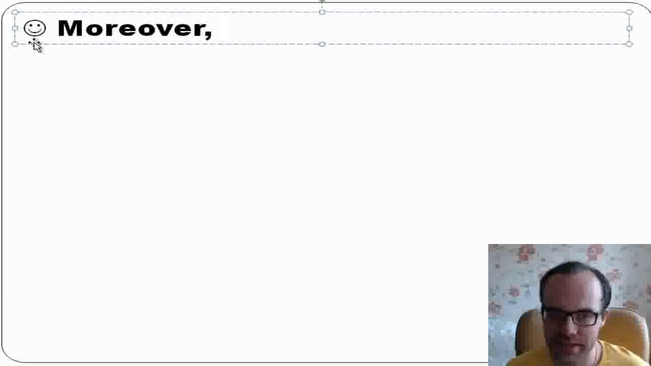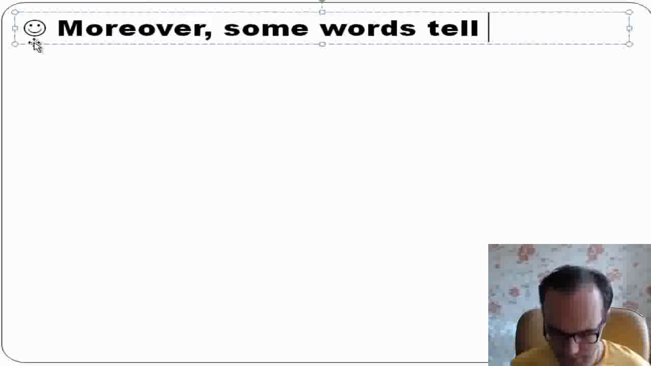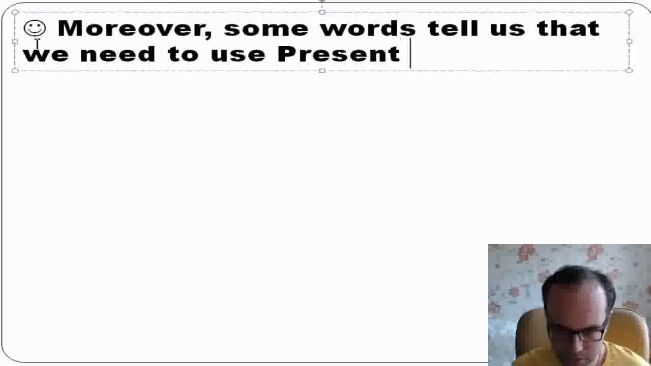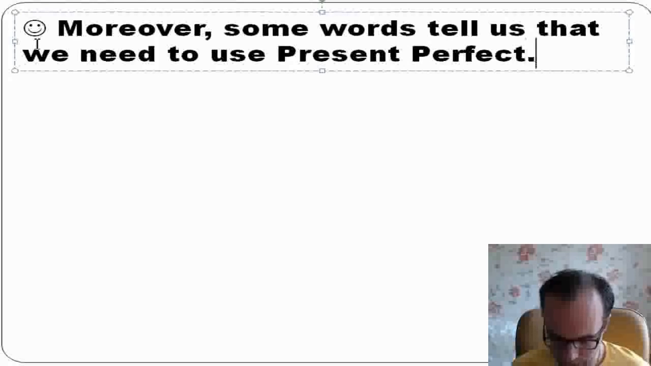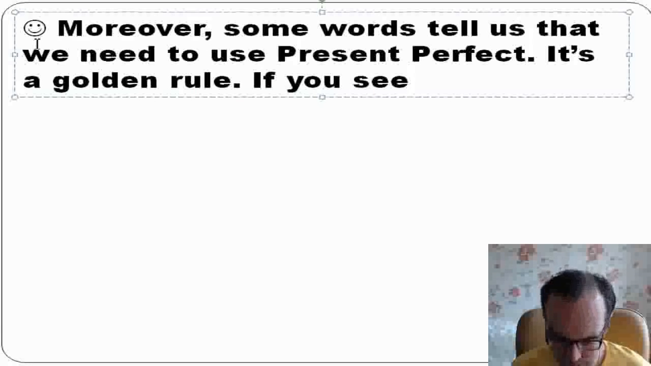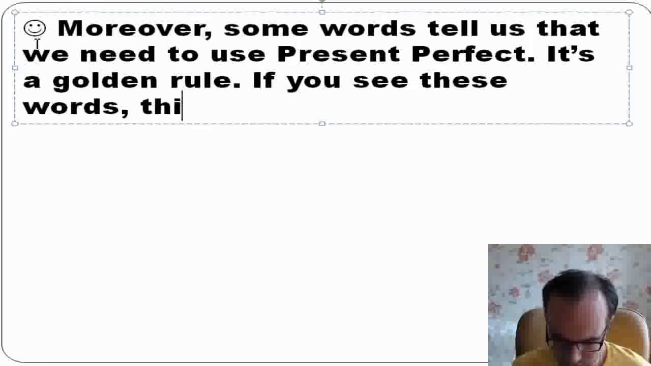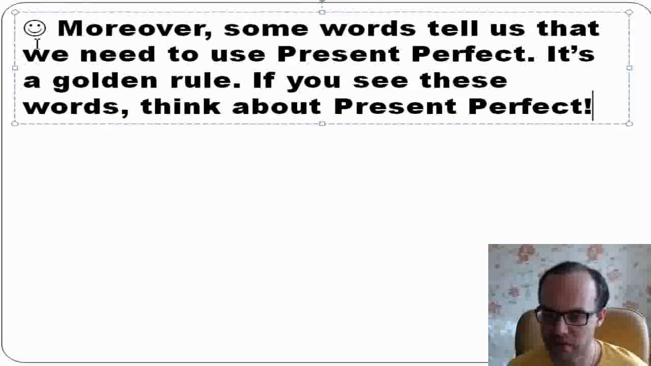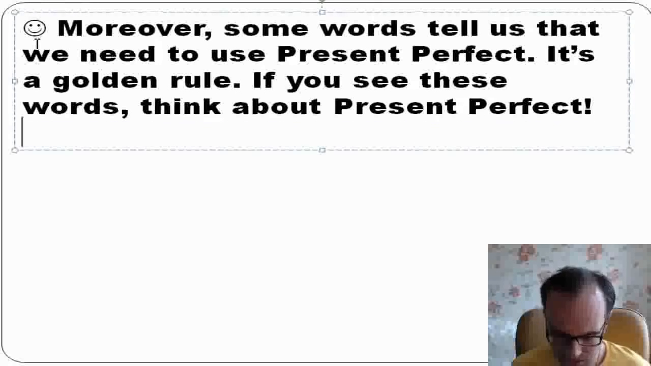Moreover, some words tell us that we need to use present perfect. So it's a golden rule. If you see those words, or if you want to use these words, think about present perfect, okay? So if there is a connection with the present, so it's already.